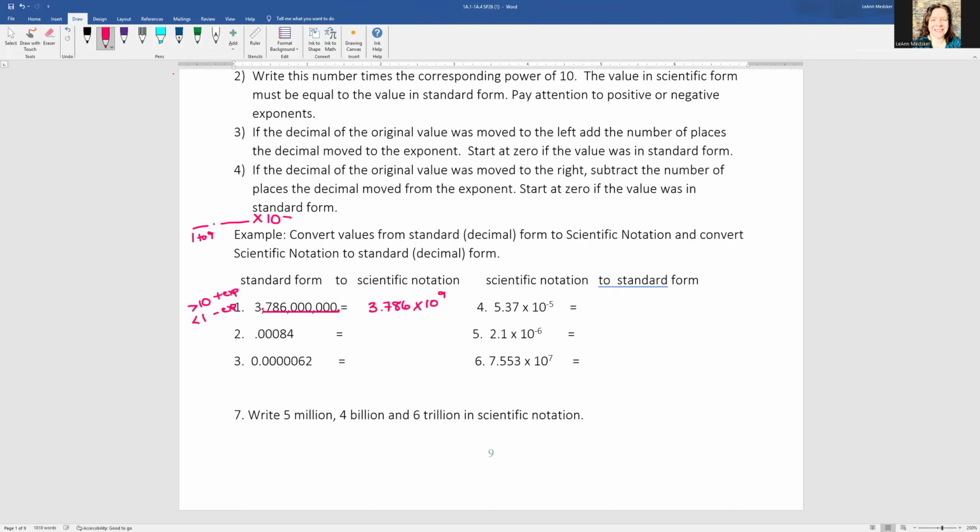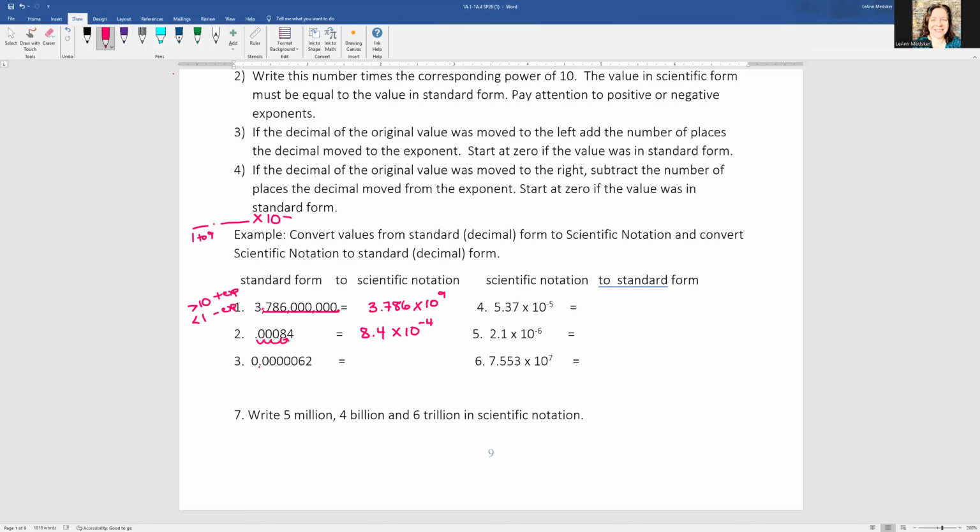And then we did this one. We said we needed to move this 1, 2, 3, 4 places to make sure we had a digit between 1 and 9 in front of our decimal point. So this is going to be 8.4 times 10. And the original number was very tiny, less than 1. And so we moved it 4 places. So it's going to be a negative 4.